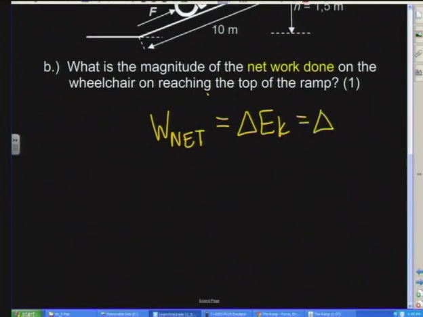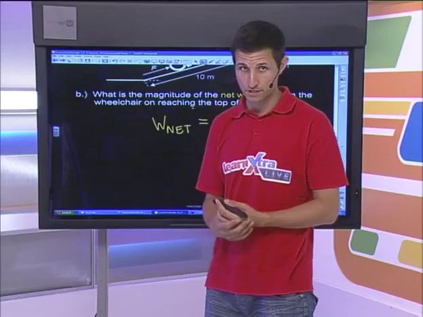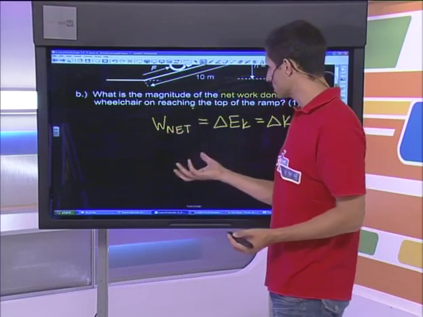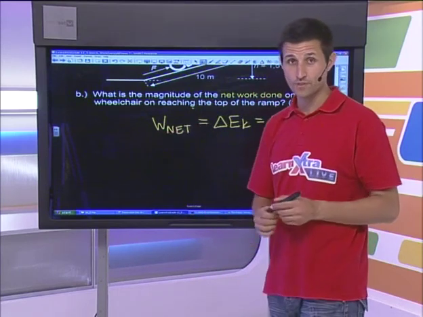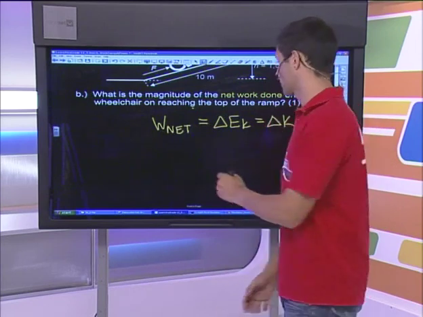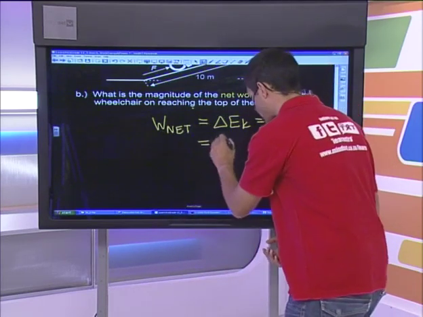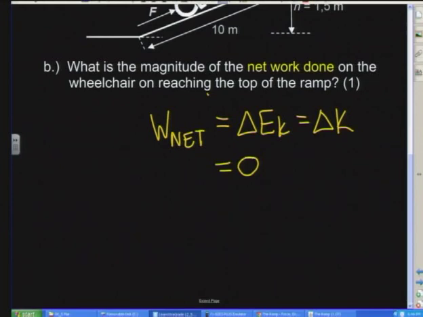Sometimes it says delta K. They don't mind which one you use because both are on your formula sheets. Okay, so let's work with this. The work done by the net force is equal to the change in EK. Here's the really magic part. Well, there was no change in the EK. So that is equal to 0.